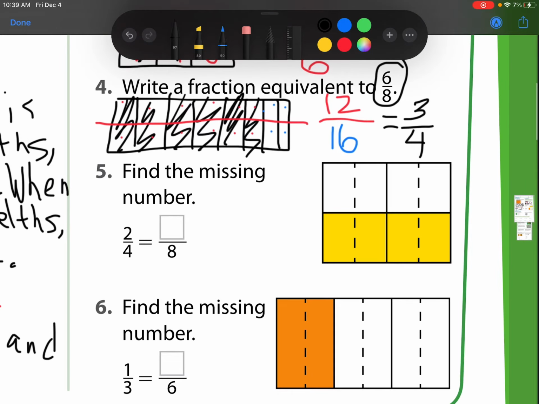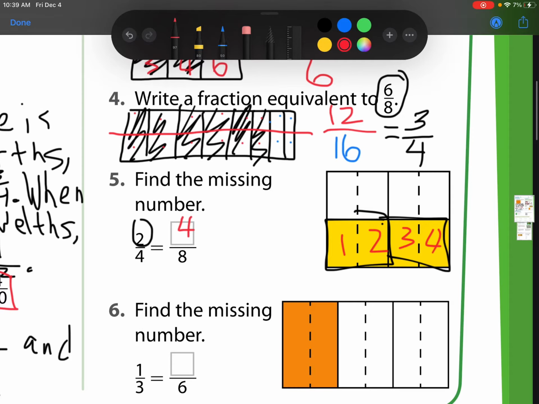So now number 5, it says find the missing number, and what's nice is they give us this map over here. So here is 1, here is 2 for that 2 shaded part. So now when they broke it up, notice we have 1, 2, 3, 4 shaded parts. Out of how many? 8, because there's 5, 6, 7, 8 parts.